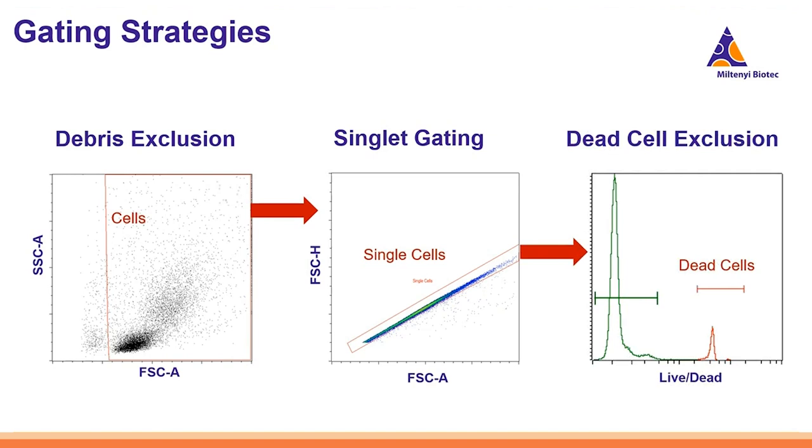Finally, we can gate out our dead cells with some sort of viability gating. Dead cells have a compromised cell membrane, so we can use a DNA dye like 7-AAD or DAPI to stain those dead cells, and they will freely go through the compromised membrane, whereas living cells will not take up the dye. So this is a way to exclude dead cells based on their DNA dye expression. And there are also different viability dyes out there, like the amine reactive dyes. So this is a method for excluding those dead cells, which can be sticky and bind antibodies nonspecifically.